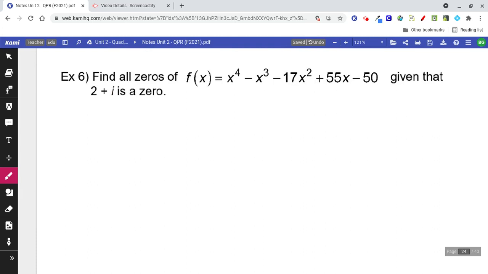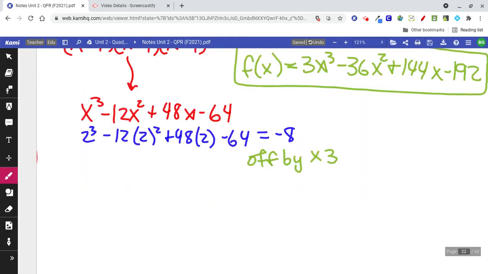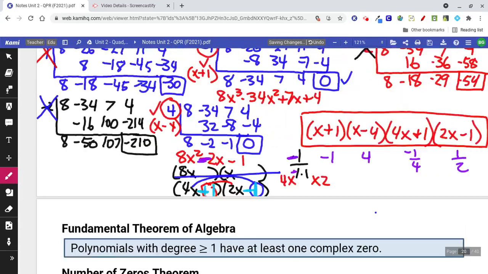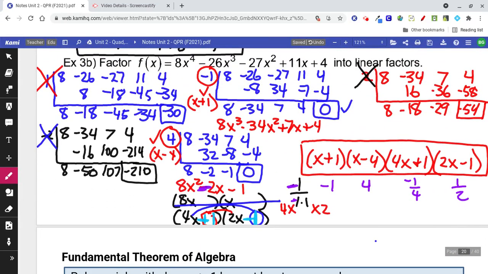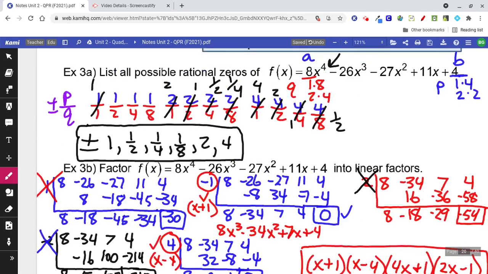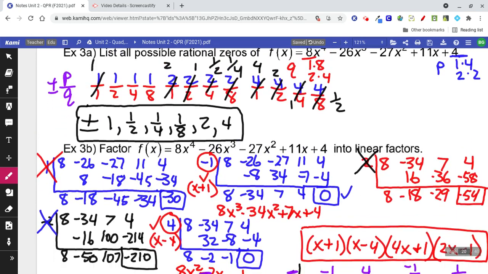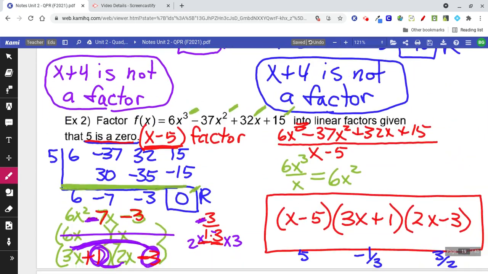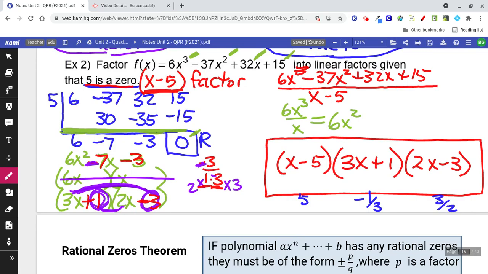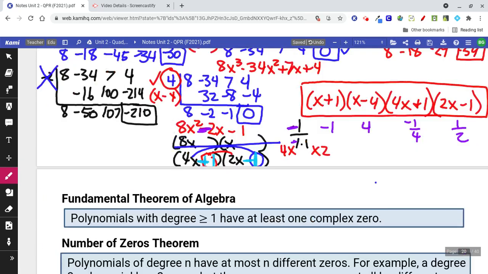Six, find all zeros given that 2 plus i is a zero. So the conjugate zeros theorem says that if 2 plus i is a zero, then 2 minus i is also a zero. So we have two different numbers that work. If you go back and look at, let's see, where was it? This problem. Remember when we tried to factor and we didn't know any possible numbers? We didn't know any of the numbers, so we had to figure out what could possibly even work. Well, that one was kind of hard. This one was easier because they told me one of the numbers that worked. They told me 5 worked, so I started with that.